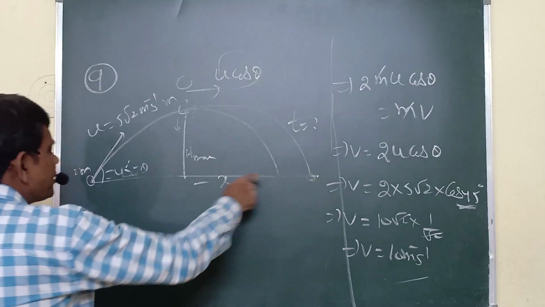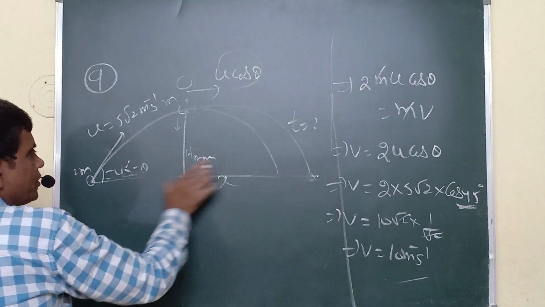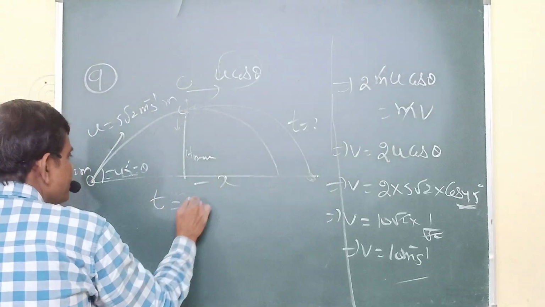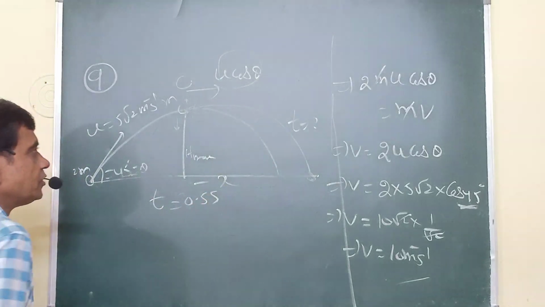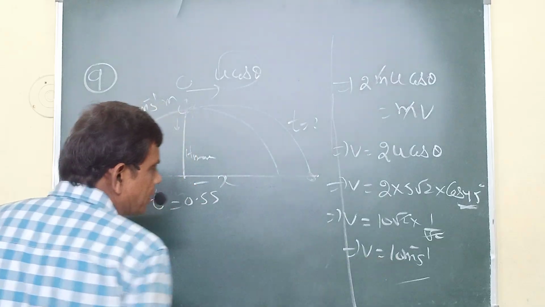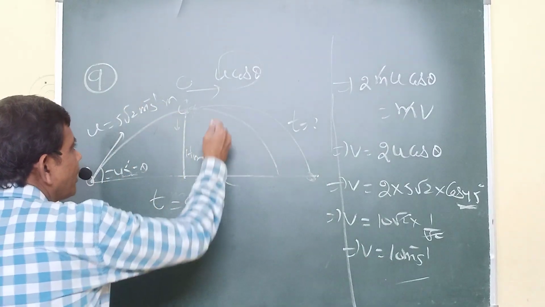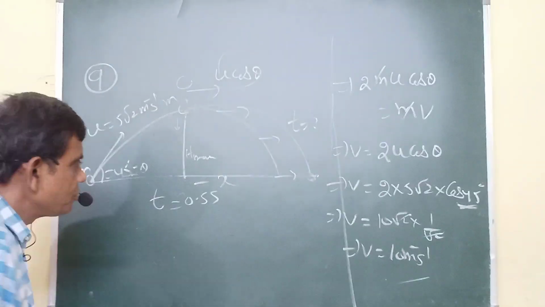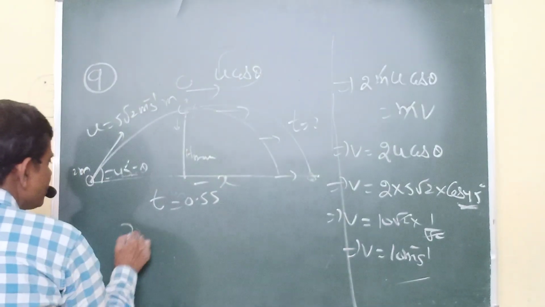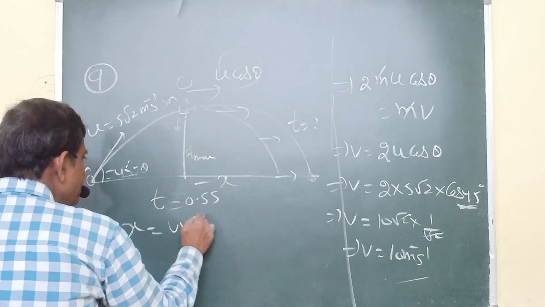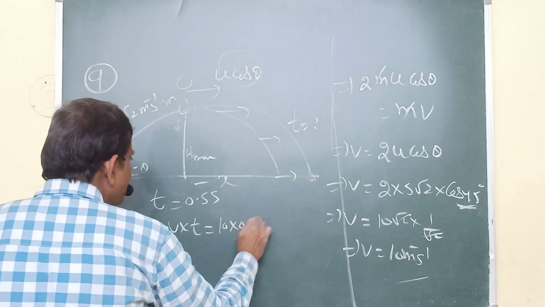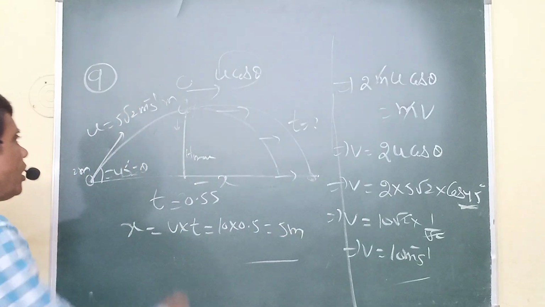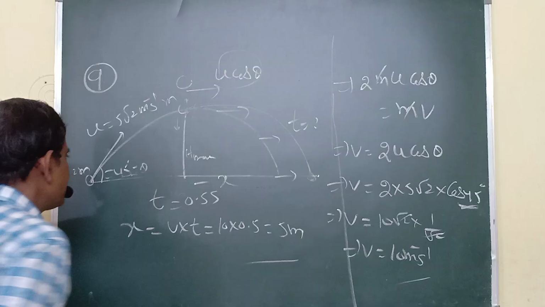Total time of flight is 1 second, given. Here to here is 0.5, so the remaining is also 0.5. So after 0.5 seconds it reaches the ground. Horizontal velocity is 10 meters per second, and we know the time. The horizontal component is constant, so that is uniform velocity. Uniform velocity into time gives the displacement. Displacement equals v into t, so 10 into 0.5. Now what am I getting? 5 meters. So after the explosion, it falls at 5 meters.